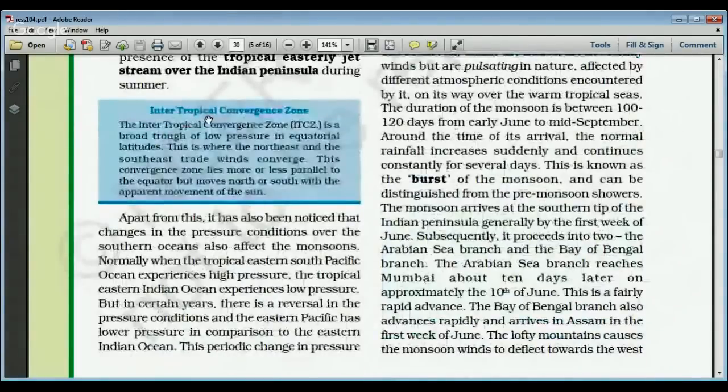Now, ITCZ, I've already told you, is a broad trough of low pressure in the equatorial latitudes, and here the northeast and southeast trade winds converge. This convergence zone lies more or less parallel to the equator, and it moves north or south with the apparent movement of the sun. In the summer season it moves towards the north, and in the winter season it moves toward the south.